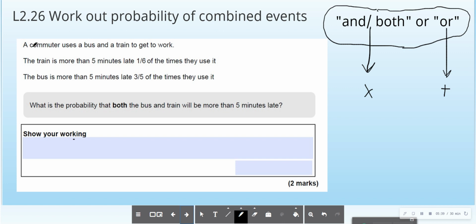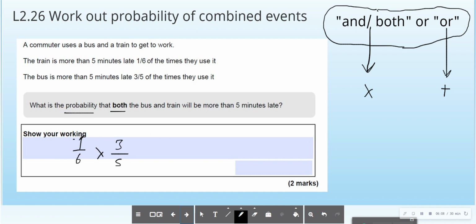Okay, so we've got a commuter uses a bus and a train to get to work. The train is more than 5 minutes late 1/6 of the time. The bus is more than 5 minutes late 3/5 of the time they use it. What is the probability? So if we see probability, and then this keyword here, which is in bold for us, both, the bus and the train will be more than 5 minutes late. We've seen both. Both means times. So we times the fractions together. So 1/6 multiplied by 3/5.